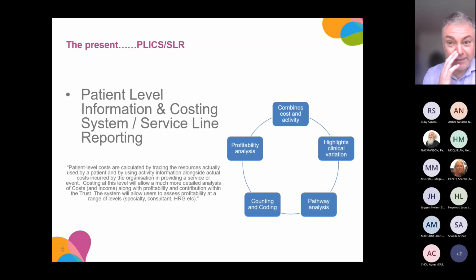So advantages of PLICS are it combines cost and activity, it highlights clinical variation. You can join bits together because we've got the NHS number, so you can look at a full pathway. It's included in coding and counting process, which is basically the discussions that trusts have with commissioners about providing funding for services. And we look at profitability analysis, so trying to make some of our services sustainable and at least working with the tariff rather than falling below the tariff.